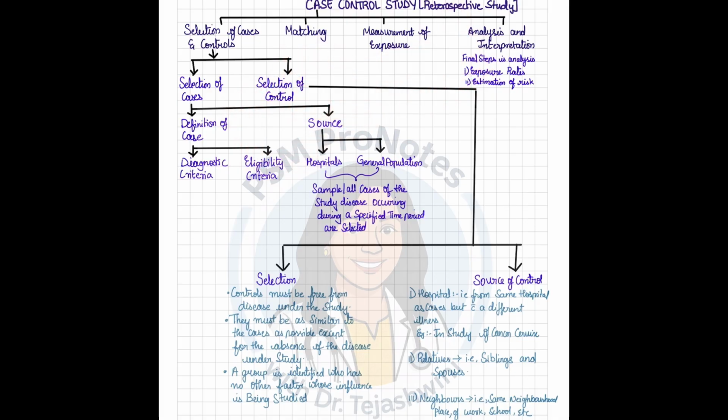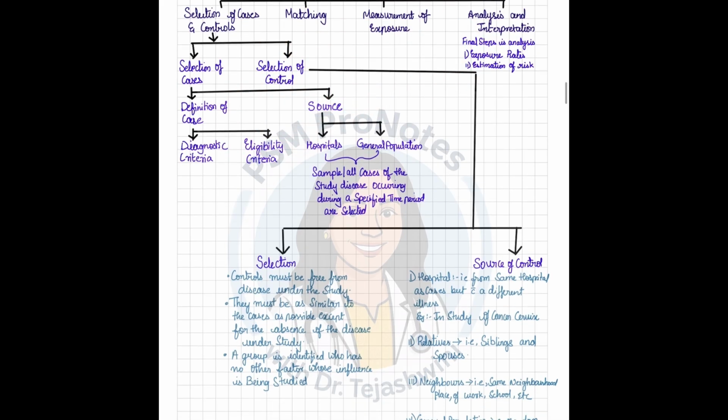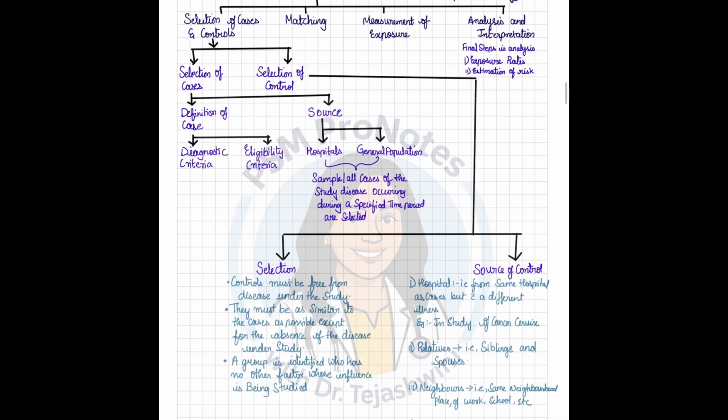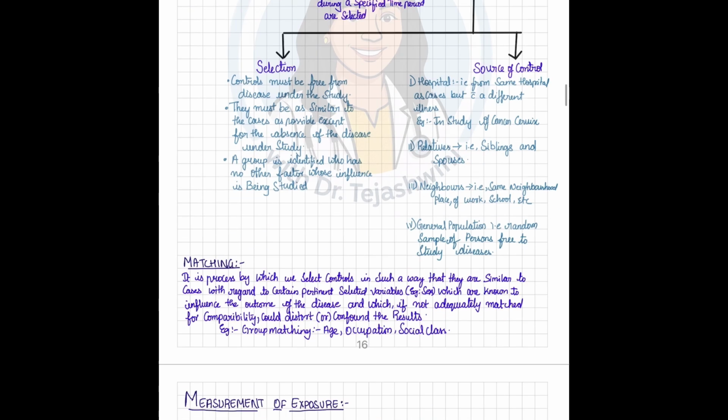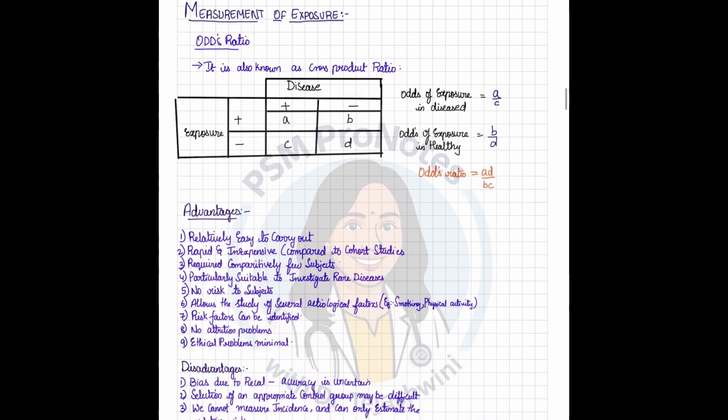3. Exposure measurement. In a case control study, the key factor is how we measure exposure. The exposure refers to any factor you believe might increase the risk of the disease. This could include behaviors like smoking, environmental factors like air pollution, or genetic factors.